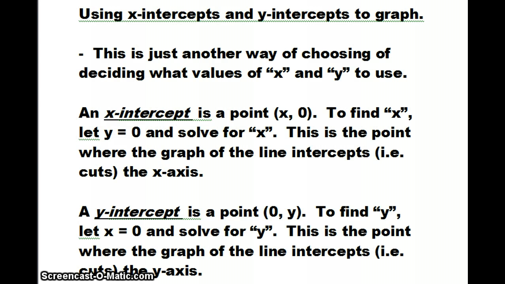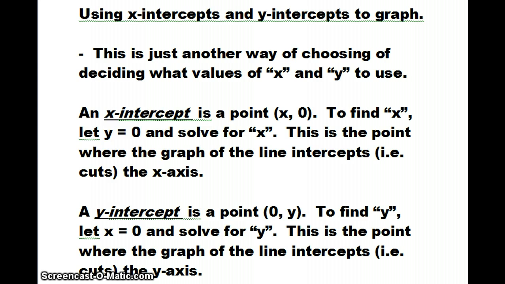We've learned that we can choose our points when we're trying to draw our t-bar chart and get a picture of what our graph looks like. The method that I'm going to show you here is one that is your choice to work. You don't have to work them this way. You can if you want to. Sometimes it's a little bit easier. It's called using the x-intercepts and the y-intercepts to graph.